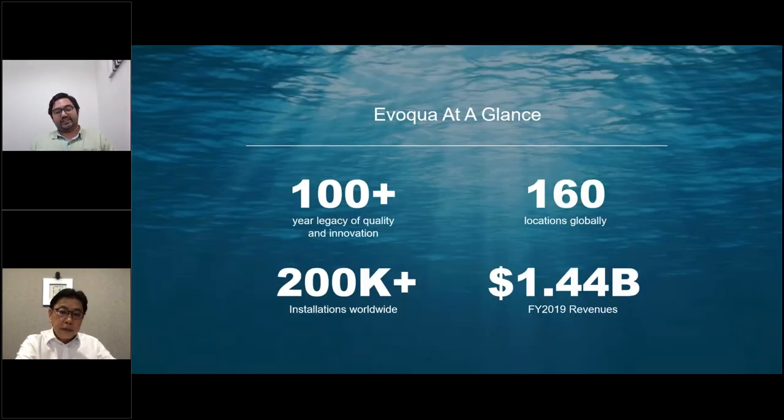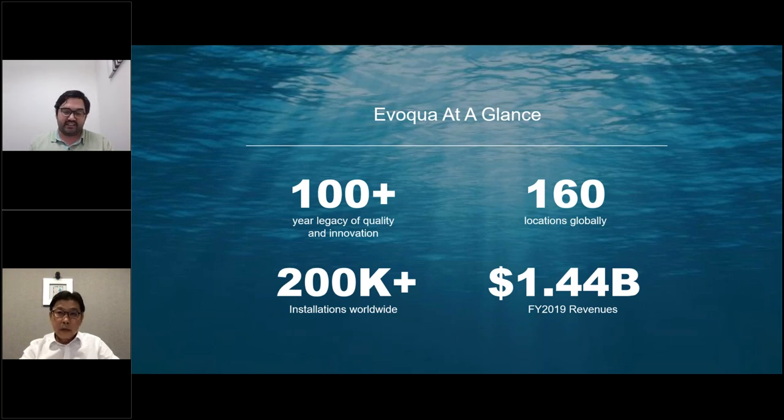Evoqua at a glance, a bit on our stats. We have brands such as Wallace and Tiernan, which is over 100 years old, always developing new products in disinfection technology. We operate globally, with 160 locations. I myself am based in Malaysia. We have Remy, our marketing manager, who is based in China, and Venkat, our other speaker, who is based in Singapore. We also have an engineering support office in south India. Based on our experience, we have installation bases globally at over 200,000 locations.